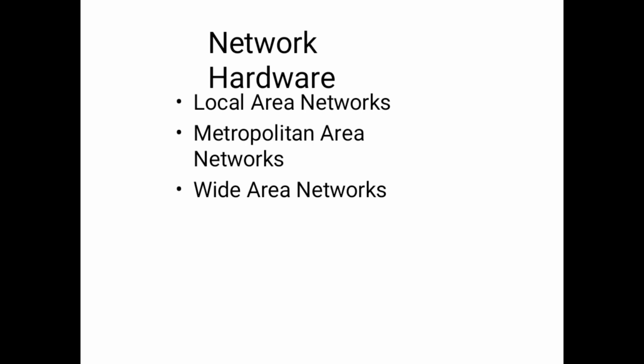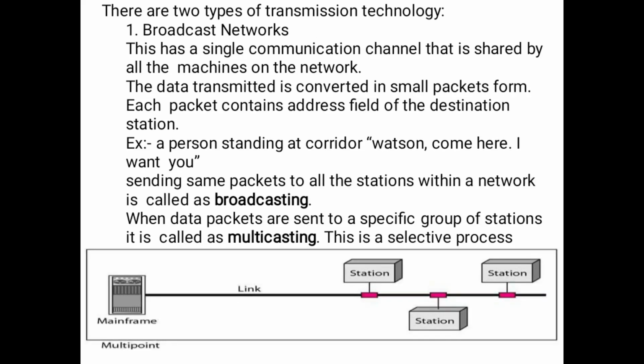Coming to the network hardware. The network hardware contains the local area network, metropolitan area network, and wide area network. Before that concept, we have two types of transmission technologies, that is broadcast network and point-to-point network. In a broadcast network, there is a single communication channel that is shared by all the machines on the network.